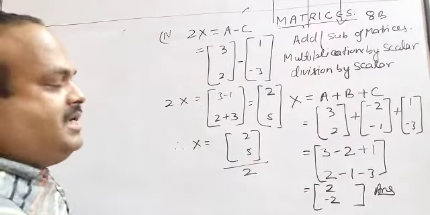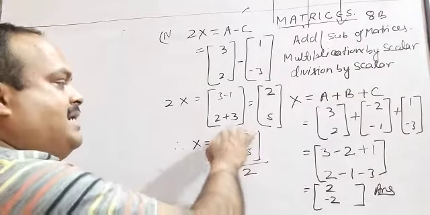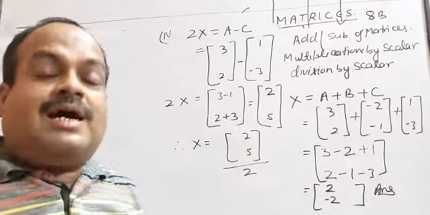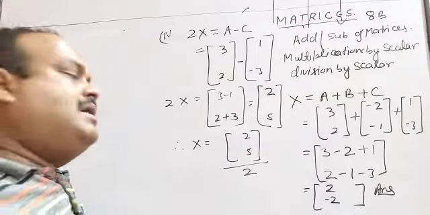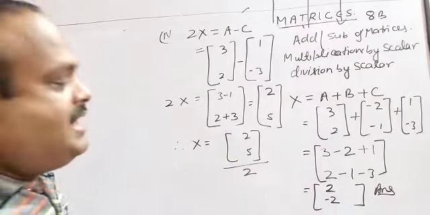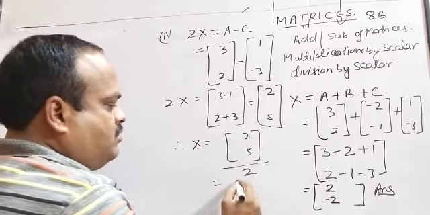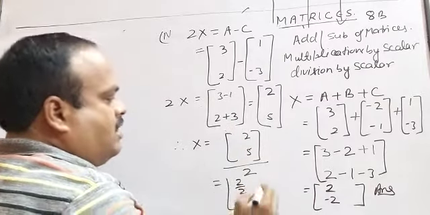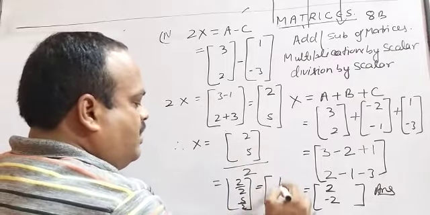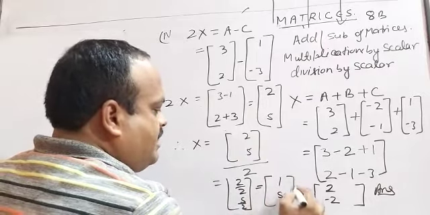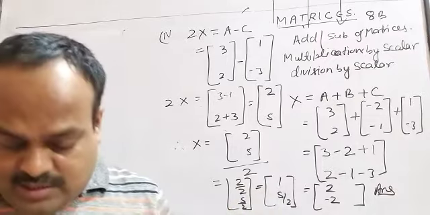Let us do division of the matrix by this scalar 2. When a matrix is divided by a scalar or multiplied by a scalar, its every element should be multiplied by that scalar or divided by that scalar. So using that concept, we can write it as 2 by 2, 5 by 2, which becomes 1 and 5 by 2. So the result is [1, 5 by 2].